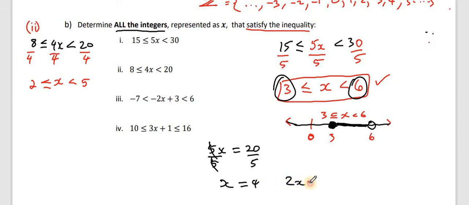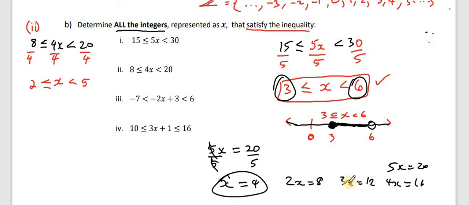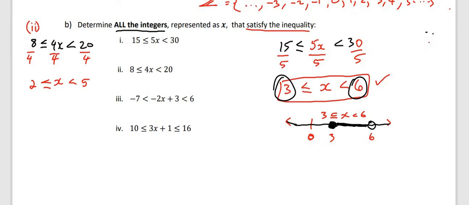Which means 2x is equal to what? 8. Which means 3x is equal to 12, 4x equal to 16, and 5x will be equal to 20, because x is equal to 4. 2 times 4 is 8, 3 times 4 is 12, 4 times 4 is 16, 5 times 4 is 20. So just like with equations, we want to find what x is with inequations. Unlike an equation, where we have one value for x, for an inequation, especially a linear one, we have more than one value, most of the time.